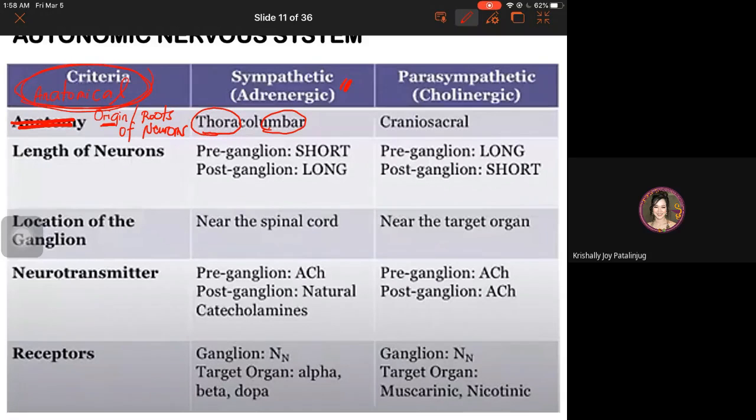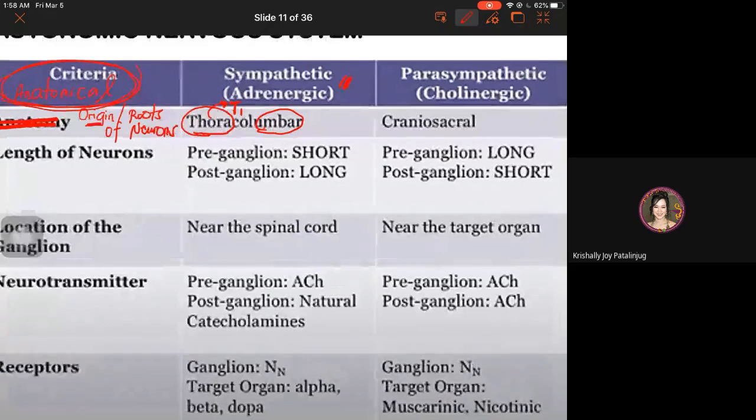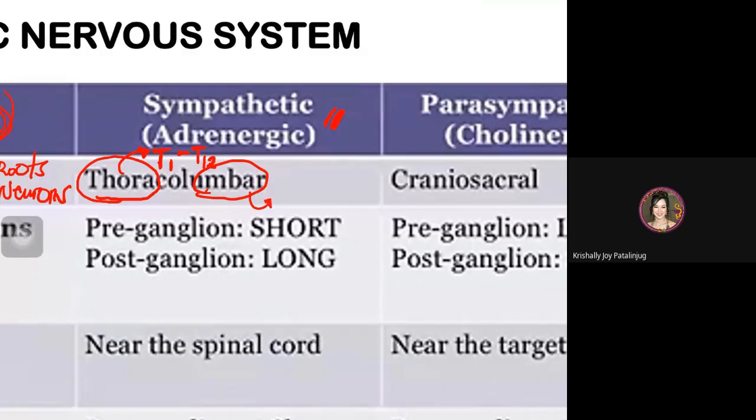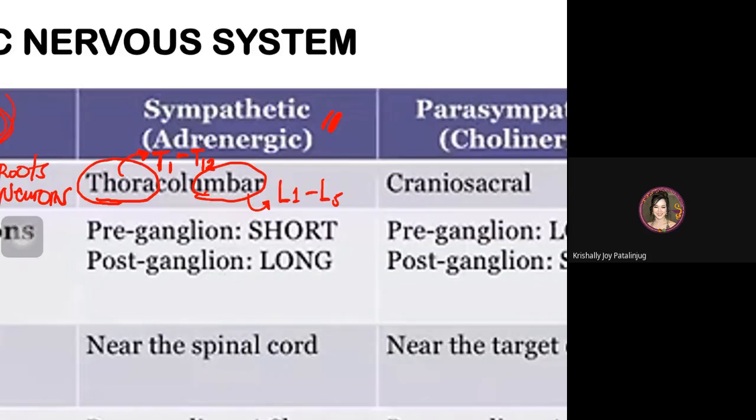Please note that these sympathetic neurons originate in thoracic 1 to thoracic 12. Okay, so T1 to T12, merong sympathetic neuron. And also, nakakabit din yung mga sympathetic neurons specifically sa lumbar 1 to lumbar 5. Alright, again, may sympathetic neurons from lumbar 1 to lumbar 5 and thoracic 1 to 12. So that's for the sympathetic nervous system or region of its neurons.